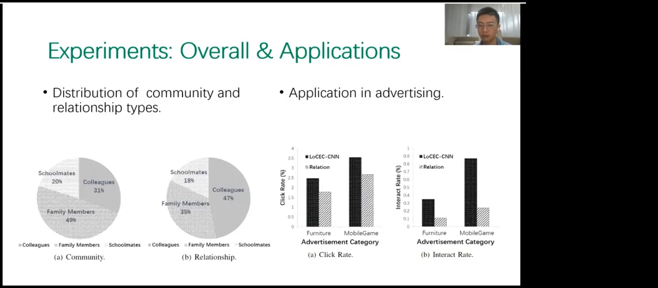For the mobile game, in LOSEC CNN, we have placed the ad between users who are schoolmates of each other. And the result is very similar. We have seen a large margin of increase in the click rate and an even larger margin of increase in the interact rate.